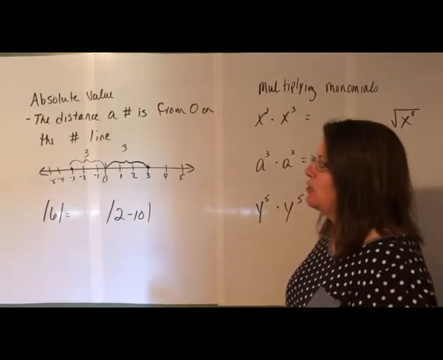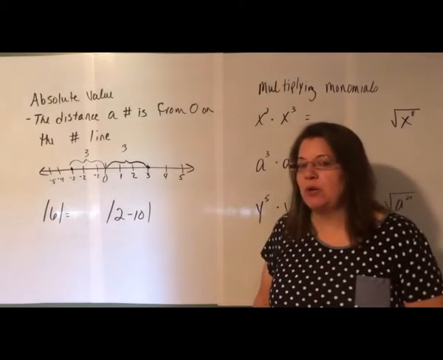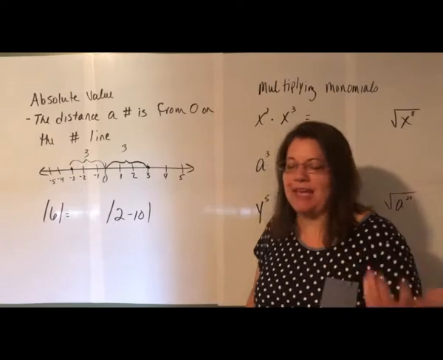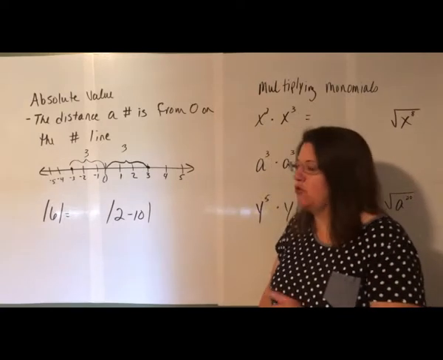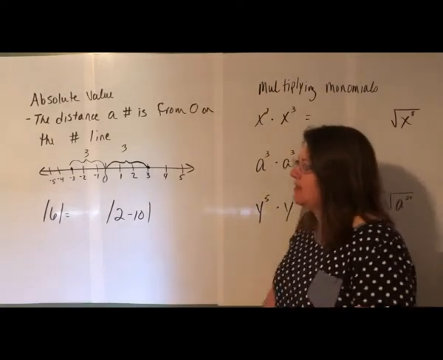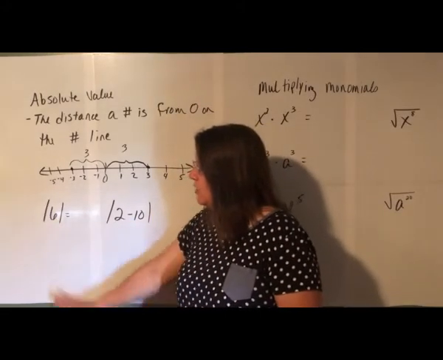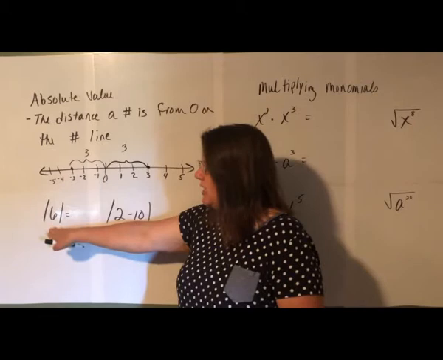Now, that's not to say that you can't ever have a problem that has absolute value in it and get a negative. That's not quite true. I'll show you an example. But basically, the absolute value symbol is just two slanted lines around what you're trying to get the answer for.